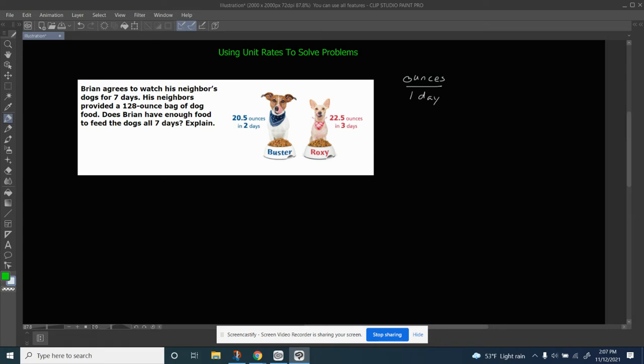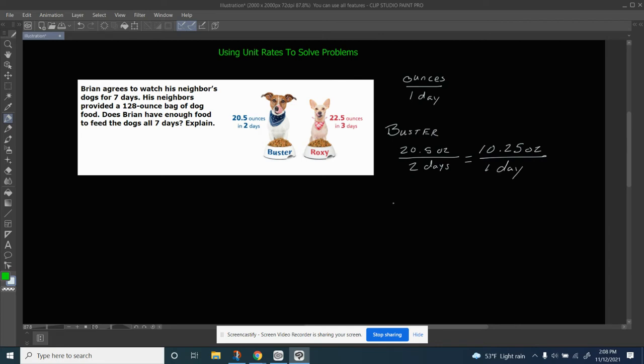And in order to get that, we're going to take Buster here for a second. Let's look at Buster. Buster, we know, can eat 20.5 ounces, and he can do that in 2 days. So to find the unit rate, we're just going to divide. We take 20.5 and we divide that by 2, and we end up with 10.25. So we can say that Buster eats 10.25 ounces in 1 day.